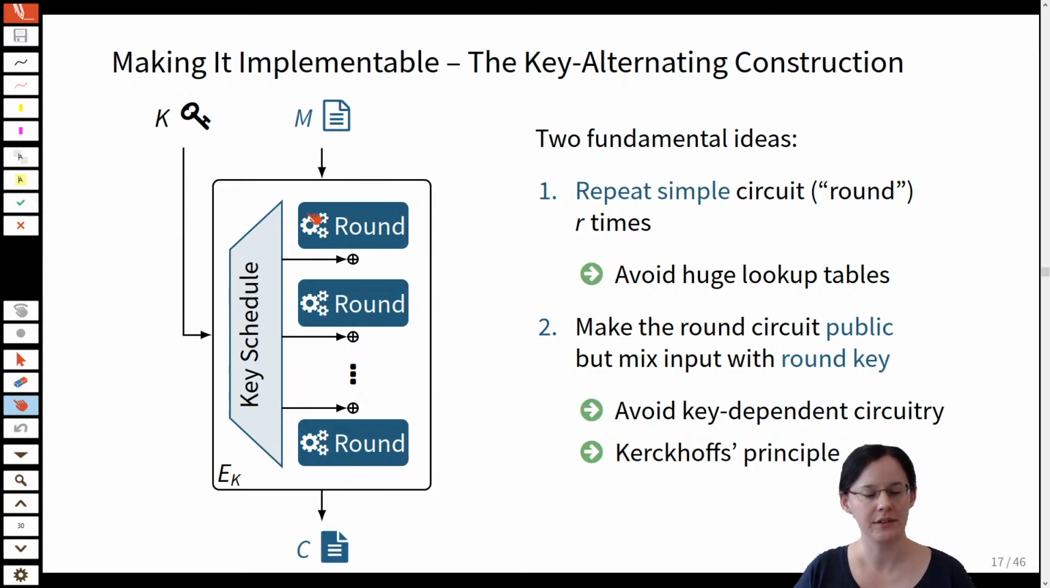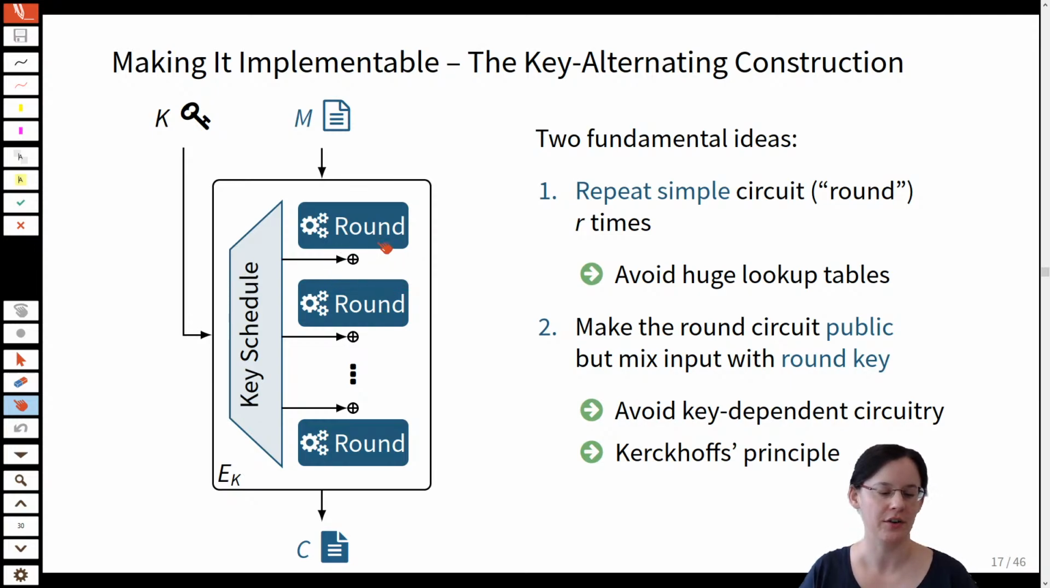So the point of this key alternating construction, so to alternate between key and no key, is on the one hand to avoid having any key-dependent circuitry. And this is also to some extent what Kerckhoffs's principle tells us to do. So it tells us to have an easily exchangeable key and to have a public algorithm. And having a public round function that is key independent is one way to do that. Not the only way, but a way. And so this key alternating construction is what many ciphers are based on.